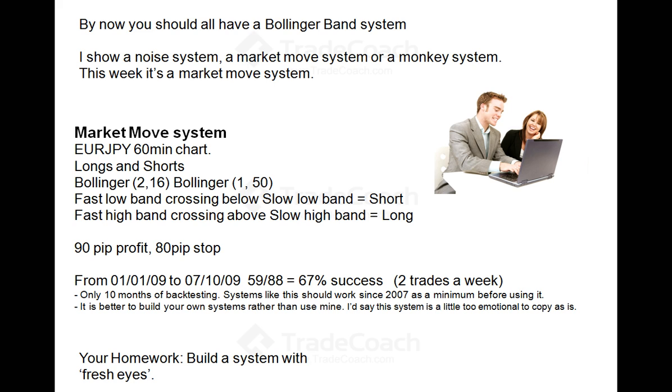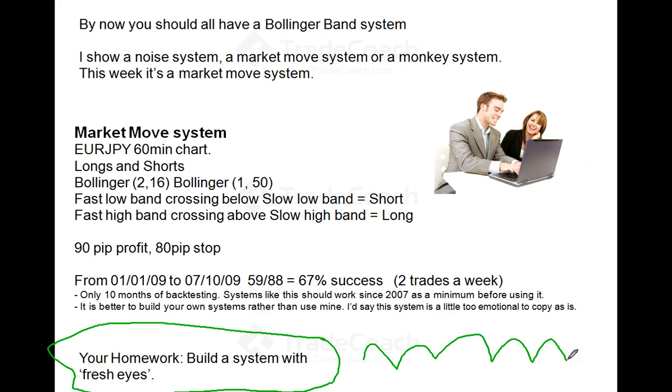Okay, your homework. Your homework is to build a system with fresh eyes. We've worked our way through, for some of you, coming up to 12 systems. And you might have looked at, say, the stochastic or something, and you feel, I've looked at the stochastic, I'm done with that, and you move on. And you work your way from system to system to system. Well, more systems doesn't mean more success. Some companies, and I don't agree with it, might just do divergence, or might just do waves. Well, that's not helping you.